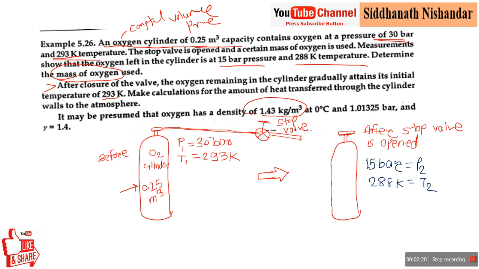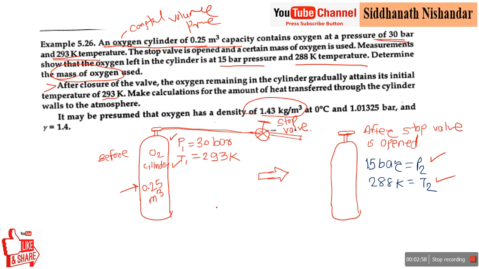Initially, before using the relief valve or stop valve, what are the initial conditions? The pressure is 30 bar and the temperature is 293 Kelvin. After the stop valve is used and a certain amount of oxygen is used, the final condition of the cylinder is pressure 15 bar and temperature 288 Kelvin, and they ask to determine the mass of oxygen used. This is very simple.